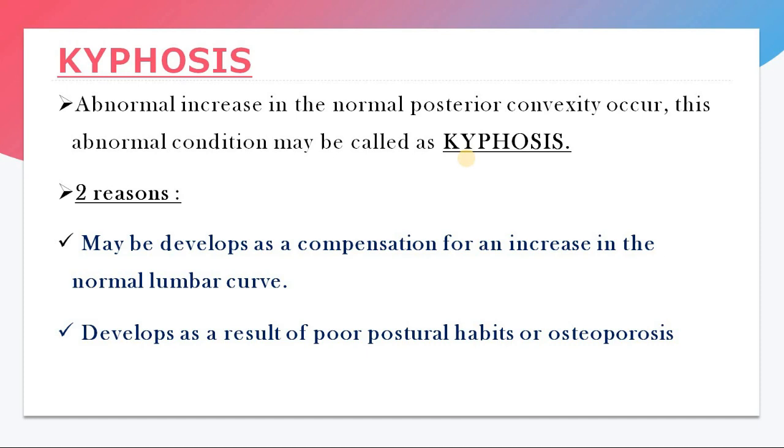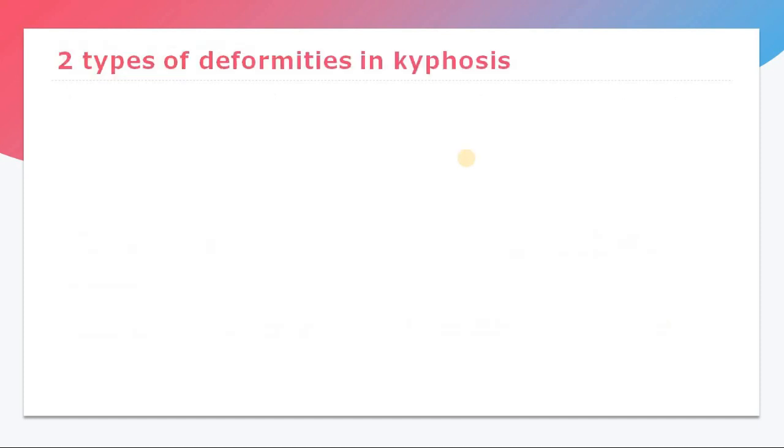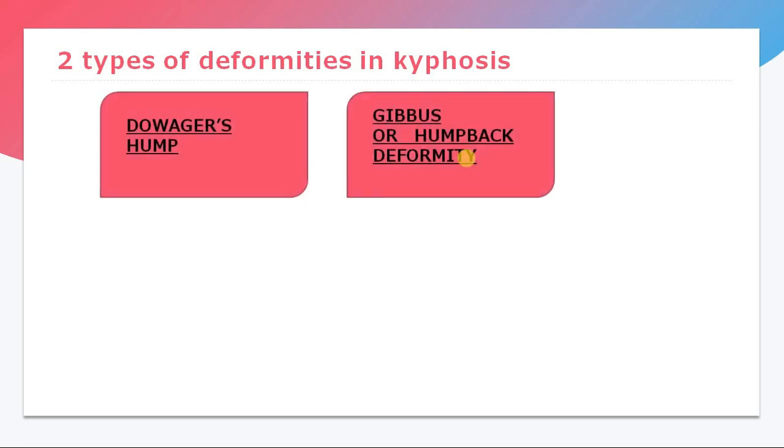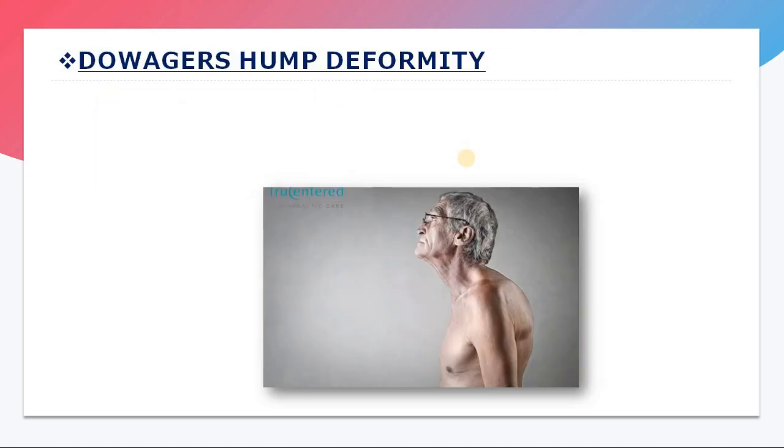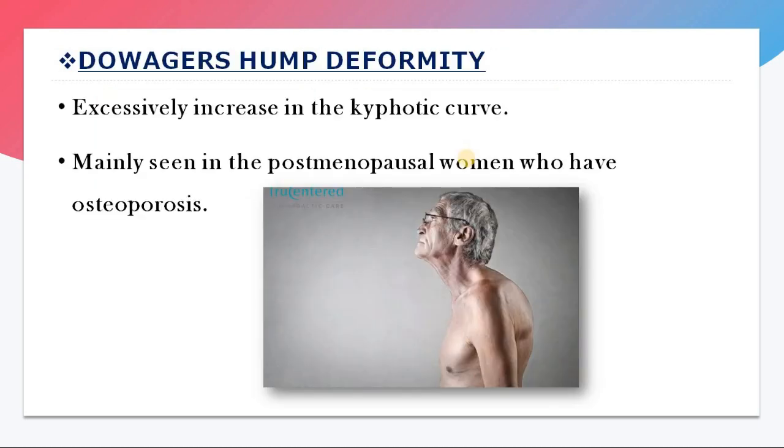In kyphosis, we can see two different types of deformities: the Dowager's hump deformity and the gibbous or humpback deformity. In the Dowager's hump deformity, there is an excessive increase in the kyphotic curve, which is mainly seen in postmenopausal women who have osteoporosis.